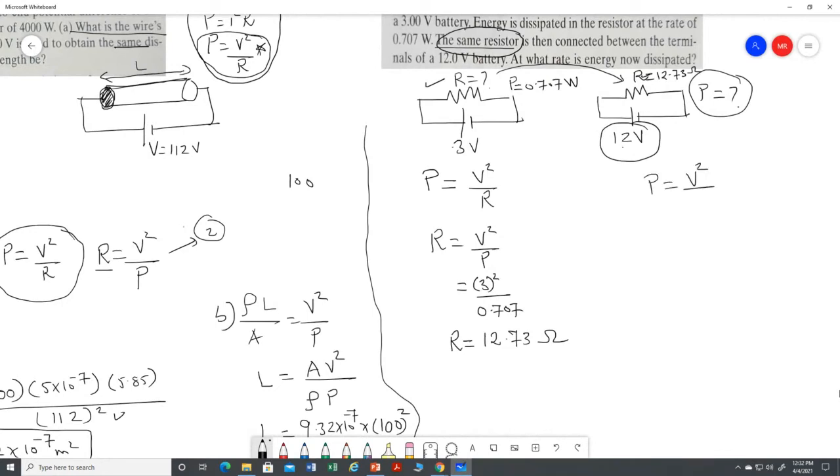P is equal to V square over R, and this time I'm going to find the power of this circuit. So what is the volt? Here we substitute 12 squared. And what is the resistance R value? Just before we found 12.73.